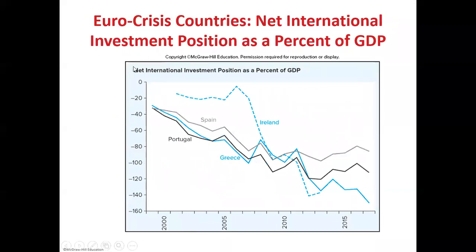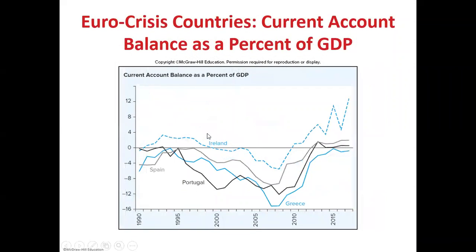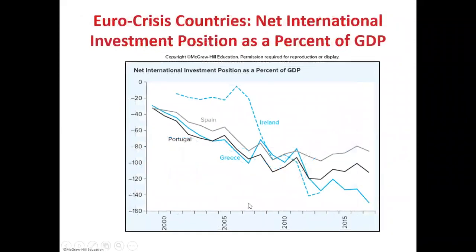So you see that they are in a negative percentage in terms of what? Net international investment position as a percentage of GDP. So these 4 countries, what we saw in their current account balance as a percent of GDP, they are in trouble. We see that they are in a net debtor position for these long years. Okay, and this is coming down further.